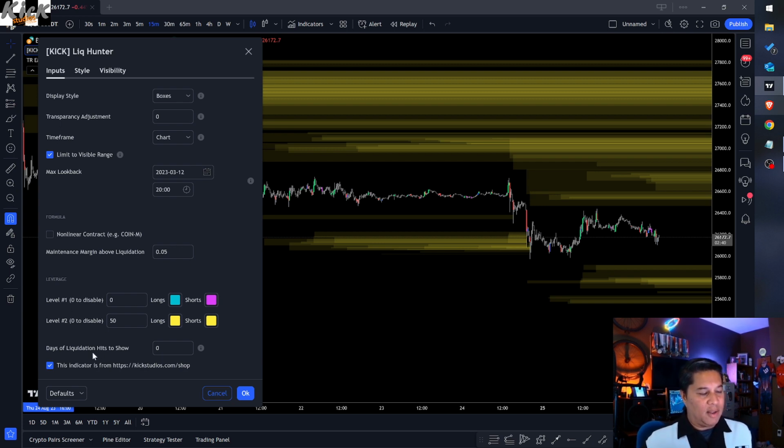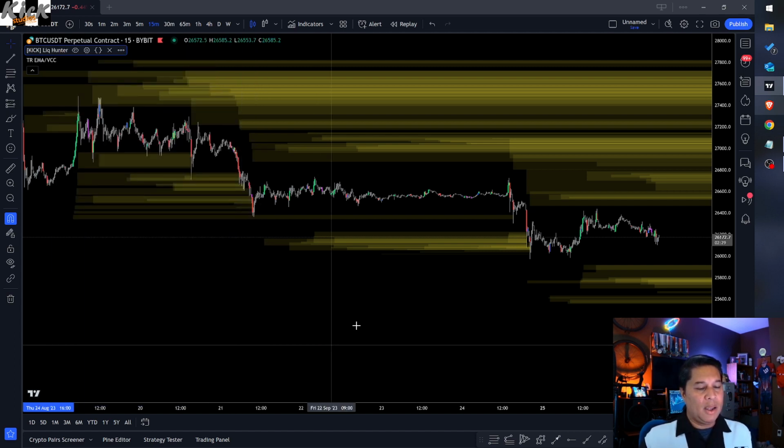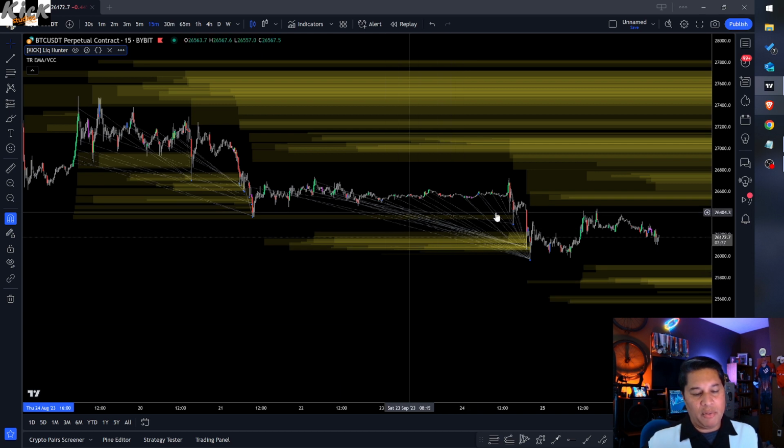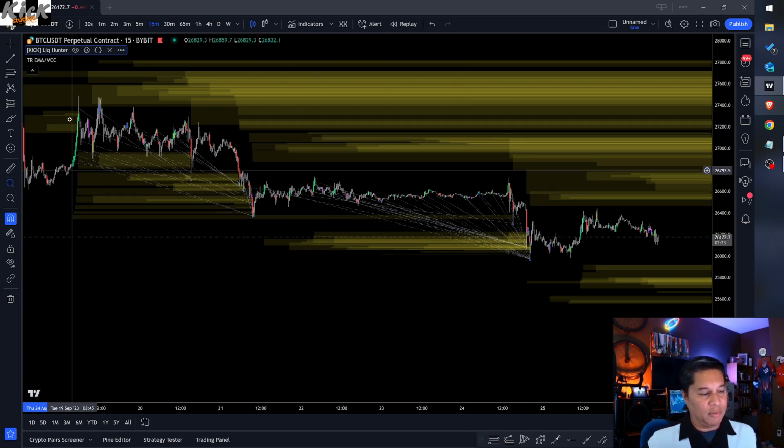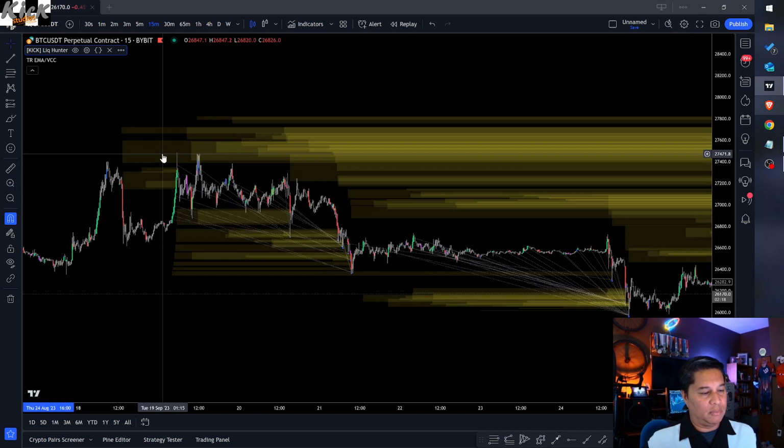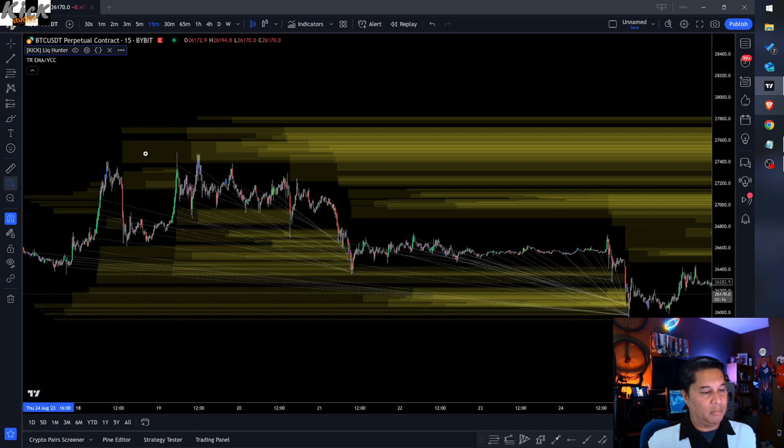Now this setting, days of liquidation hits to show, won't really help you trading, but it will help you understand how this indicator works. Let's say I just put in 7 here. What this will do is draw all these lines that show you the last 7 days. So now it goes back to here, which was about 7 days ago. I'm just going to zoom in here a little bit.